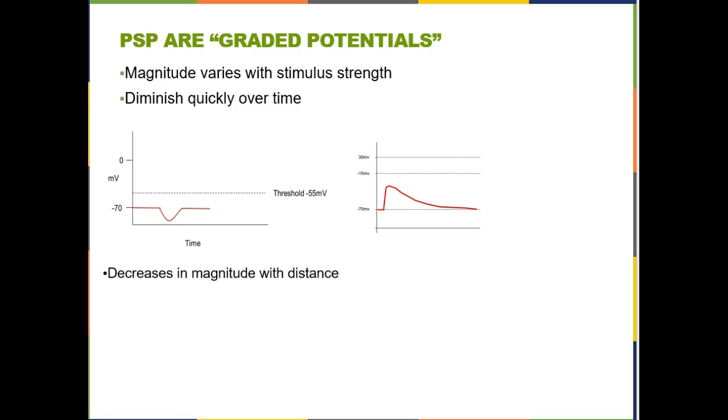Both of these PSPs, the EPSP and the IPSP, are referred to as graded potentials. They're called graded because they're not all the same, just like an A isn't the same as a B. And they have three important properties. Two are illustrated here. They vary with stimulus strength, or they come in different sizes.